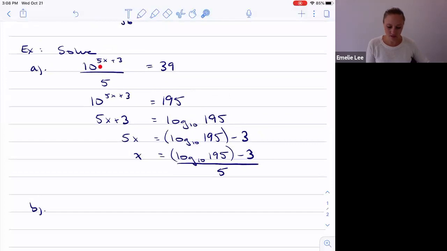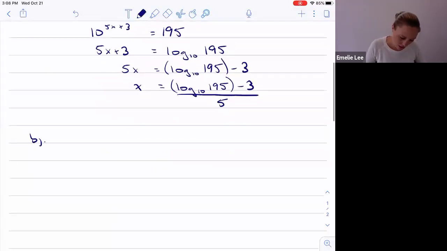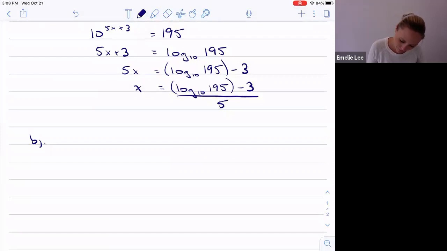Without logs, solving this for x would be very difficult, right? You'd have to figure out what x makes this happen, and I don't know if I'd be able to come up with anything like this. So logs are pretty useful.